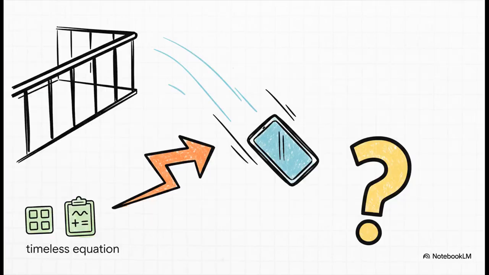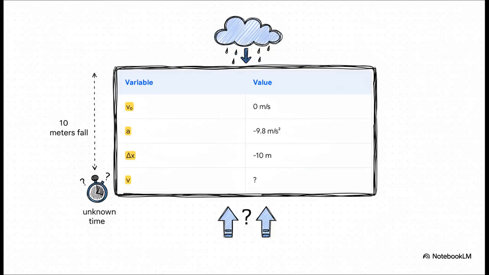Simple as that. Okay, let's go back to that balcony, 10 meters high. Phone's been dropped, no stopwatch. We've got our equation, we've got our strategy. Let's do this. Okay, steps 1 and 2. What do we know and what are we looking for? Well, we know the initial velocity, v naught, is 0 because it was dropped. We know acceleration, a, is gravity, so that's negative 9.8. And we know the displacement, delta x, is negative 10 meters because it's falling down. The only thing left is our unknown, the final velocity, v.